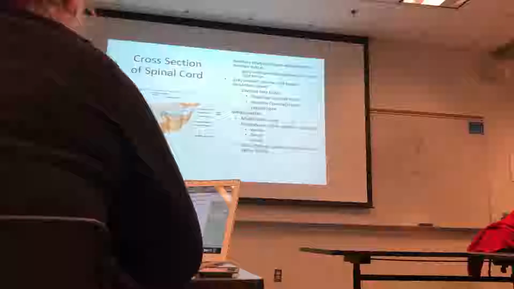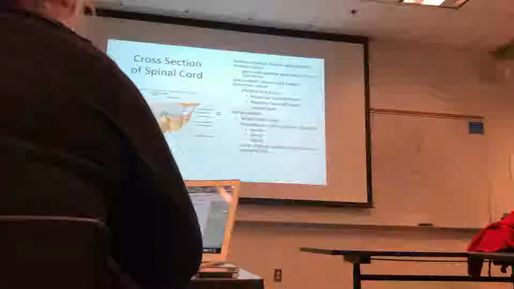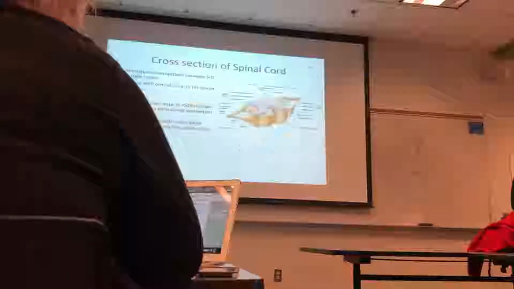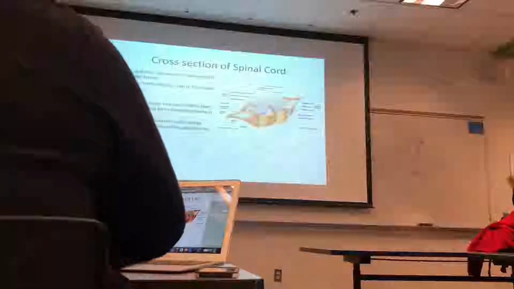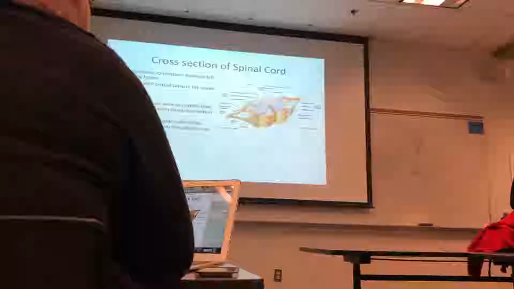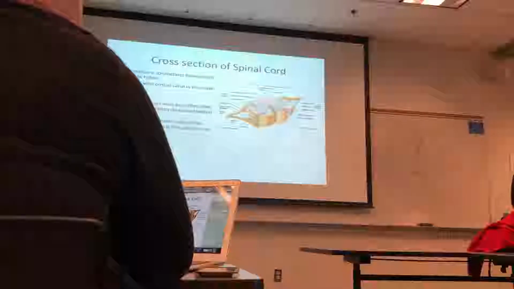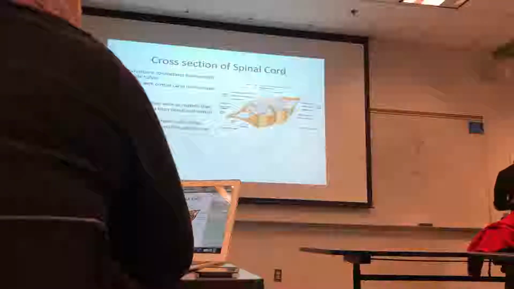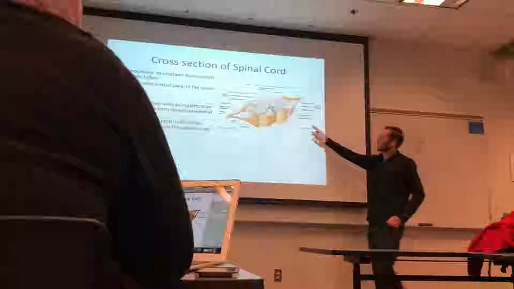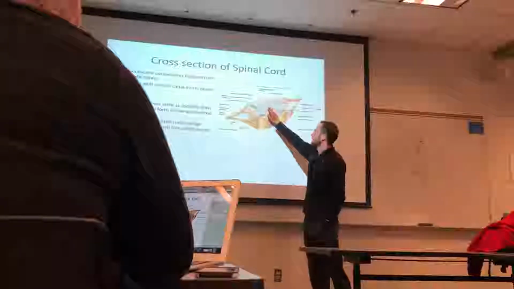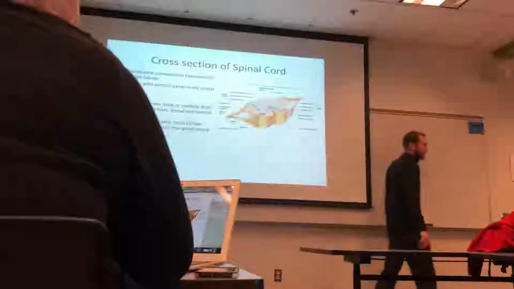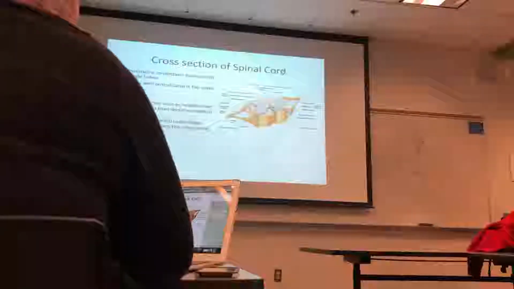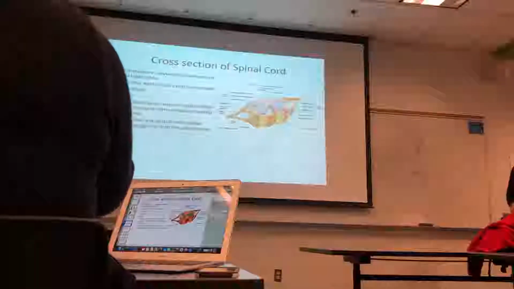Each of those are divided up into sensory or motor tracks. You can also communicate or connect from left to right in the white matter and gray matter. These are called commissures. So the commissure of the gray matter has this central canal, this opening in it. CSF is also going to flow through that central canal, as well as around the spinal cord in the arachnoid space.